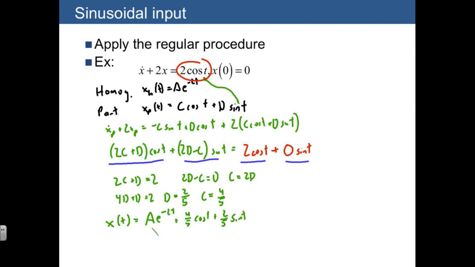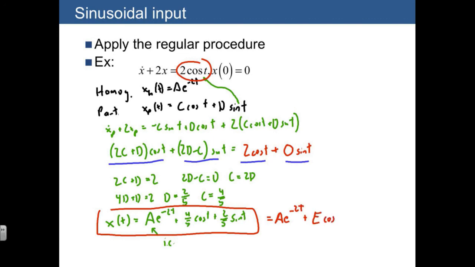I didn't solve for A, because we can use initial conditions to solve for that, and we know already how to do that. So this shows us what the sinusoidal response is going to be for the input 2 cosine t. I should also mention that another way of writing the same thing is A e to the negative 2t plus some amplitude E times cosine of t plus some phase phi, where E and phi can be found using the preceding formula that we gave you.